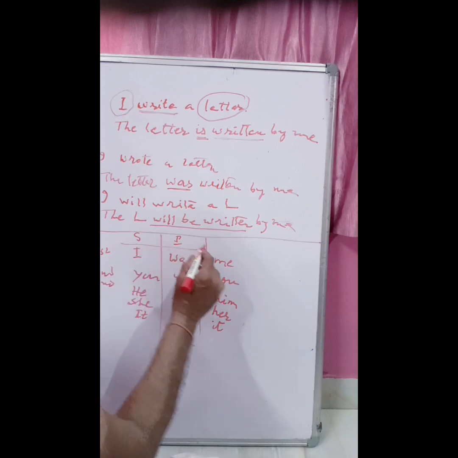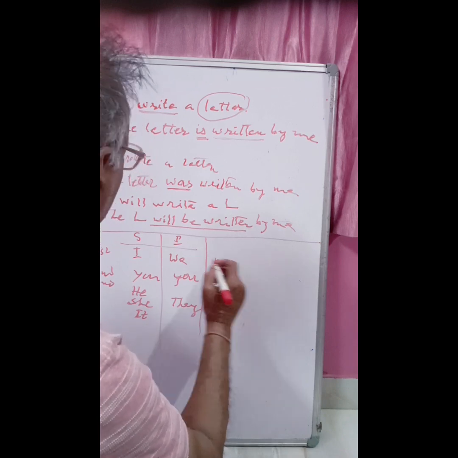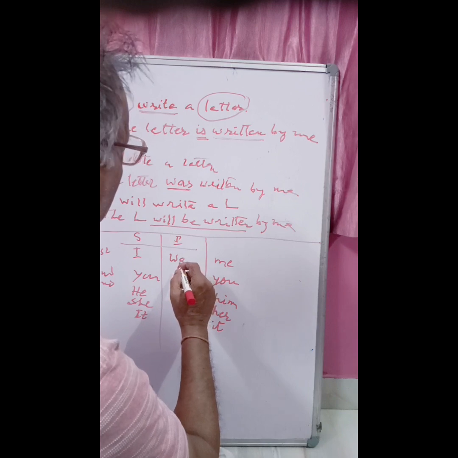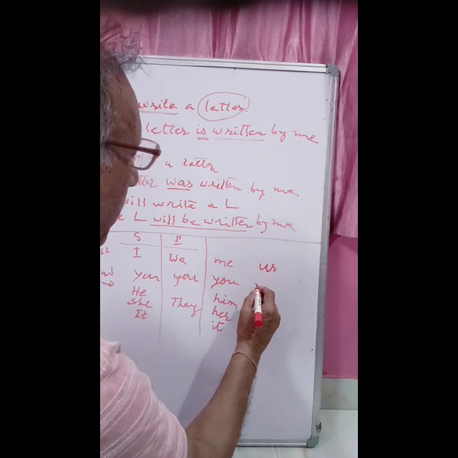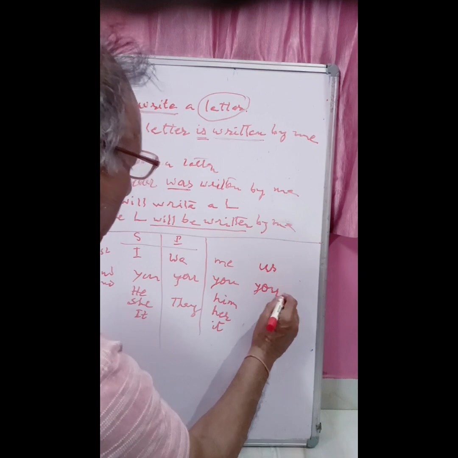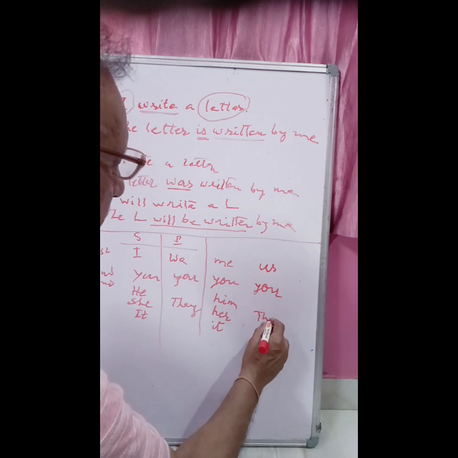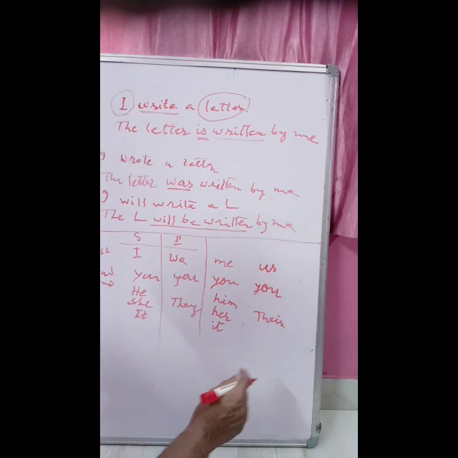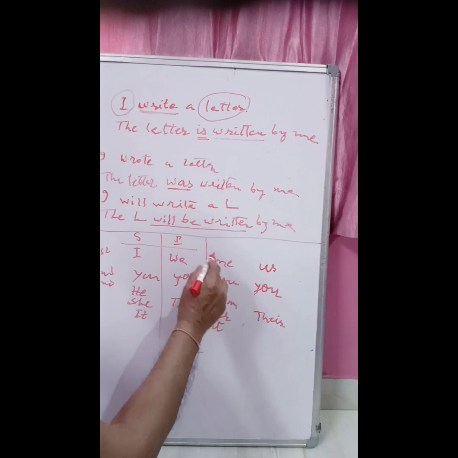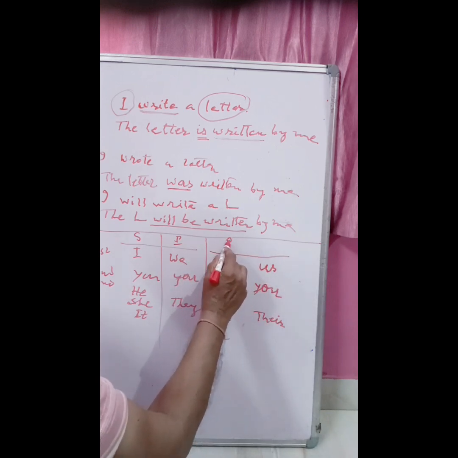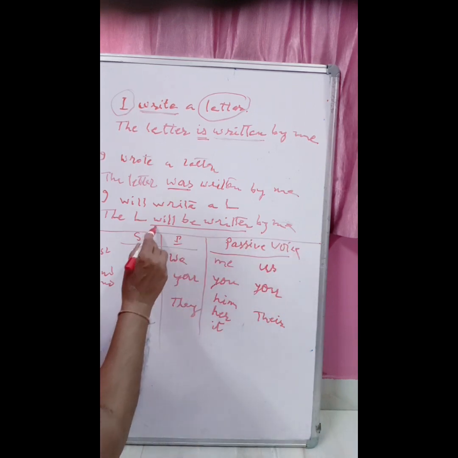But here we becomes by us, you by you, then they becomes by them, T-H-E-M. So if it is they, this is for passive voice, this is for active voice.